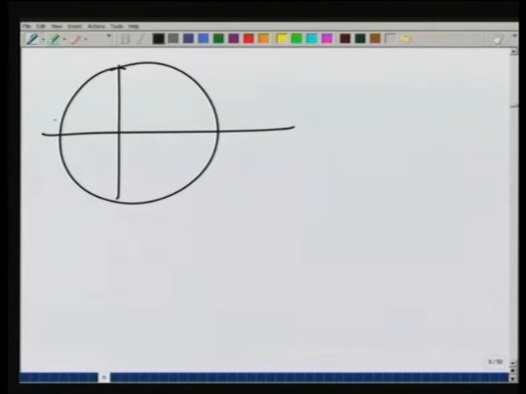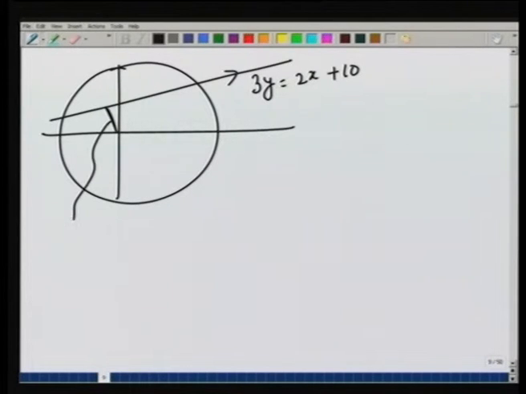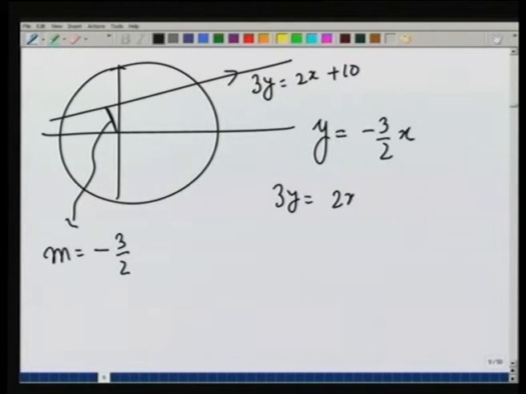This is the disc, here is the force acting, and I am interested in this distance. The equation of this line is 3y = 2x + 10. Therefore, the slope of this line m is going to be -3/2 and it is passing through the origin. Therefore, the equation of this line is going to be y = -3/2 x. The line along which the force is working is 3y = 2x + 10, and therefore, I can find out what the intersection point is.